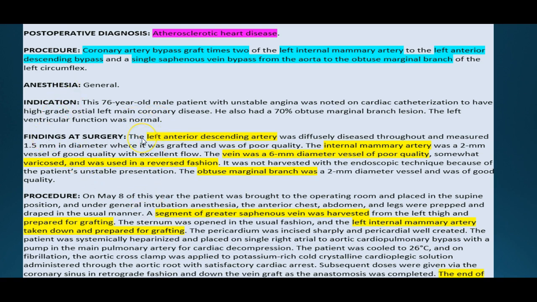So now we look at the findings at surgery. I'm going to give you a list of information to jot down. We have the left anterior descending, and it's going to be a few slides in, so just worry about it when I get there. The left anterior descending artery was diffusely diseased throughout and measured 1.5 millimeter in diameter.